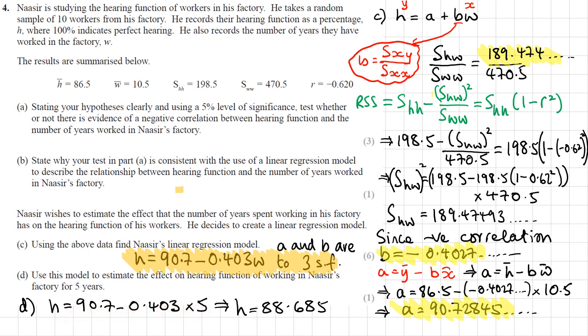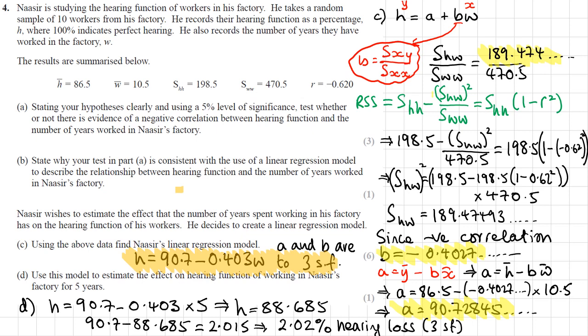So I want to work out the difference between that 90.7 baseline minus what it's going to be over 5 years. And that gives 2.015. Okay, so we're talking about a loss of 2.02% hearing loss, and that's given to 3 significant figures. Okay, so let's just highlight that answer before we move on.